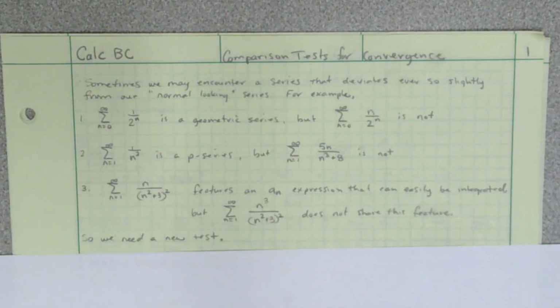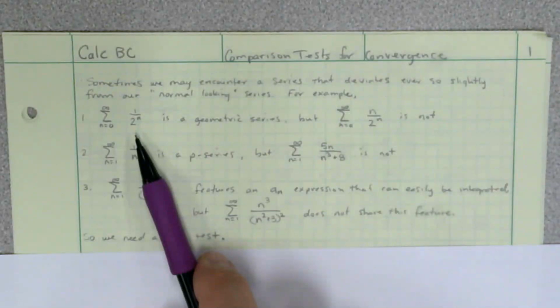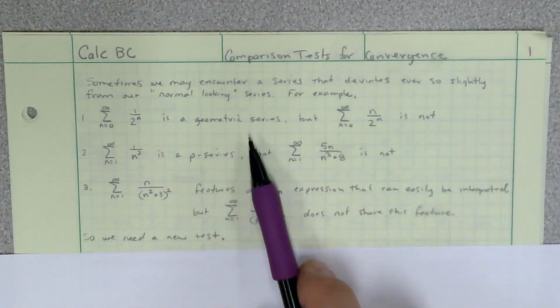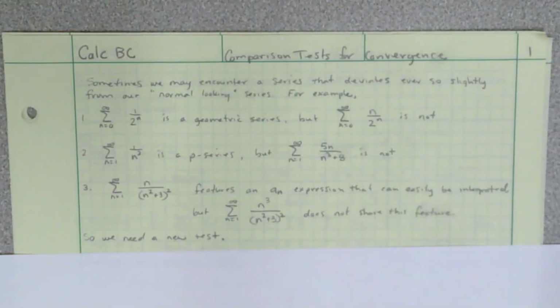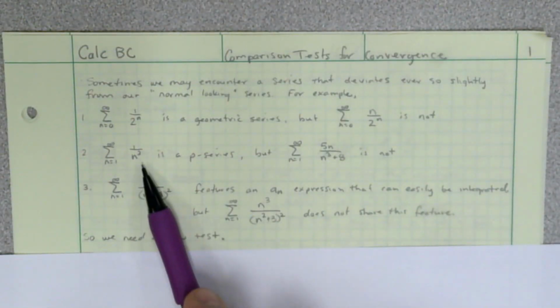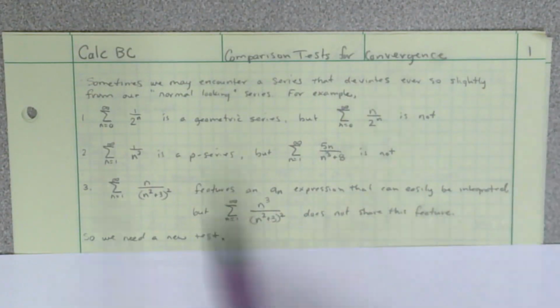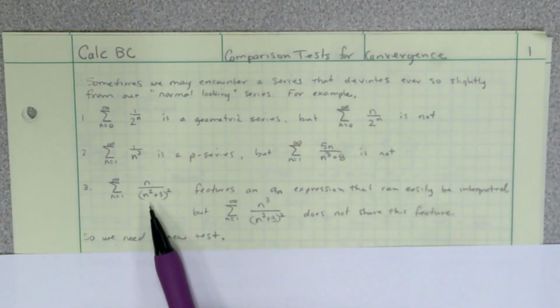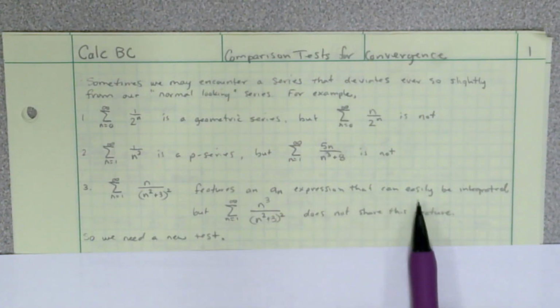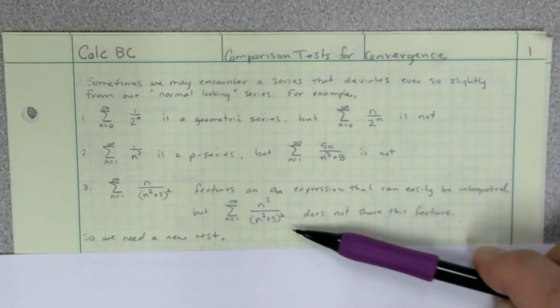Comparison test for convergence. There are two of them. Sometimes we may encounter series that deviate ever so slightly from our normal looking series. For example, the summation of 1 over 2 to the n is geometric, but n over 2 to the n is not. 1 over n to the third is a p-series, but 5n over n cubed plus 8 is not, and so forth. This one features an a sub n expression that can easily be interpreted, but this one is a little bit harder to do.